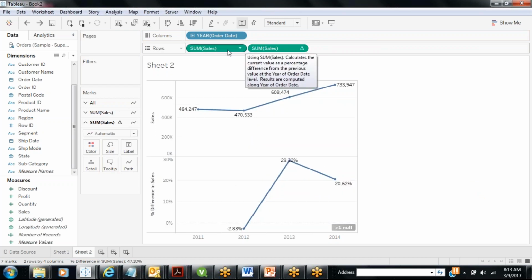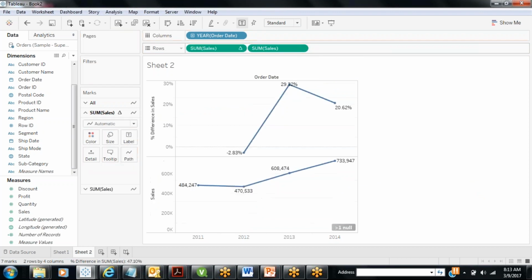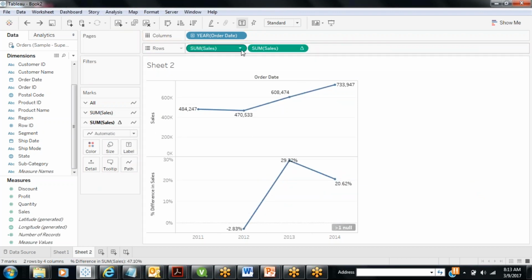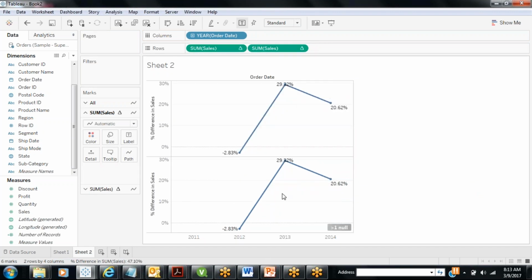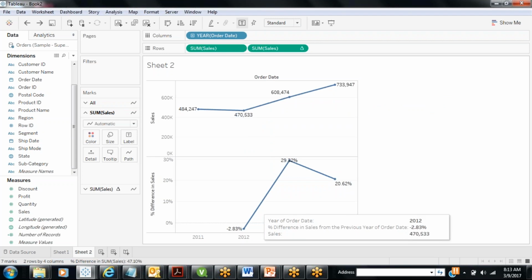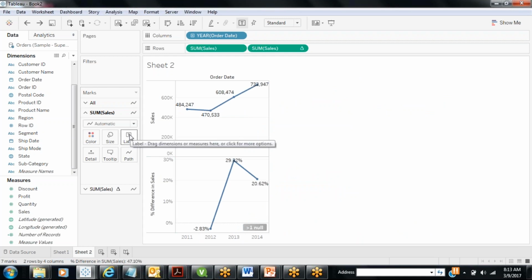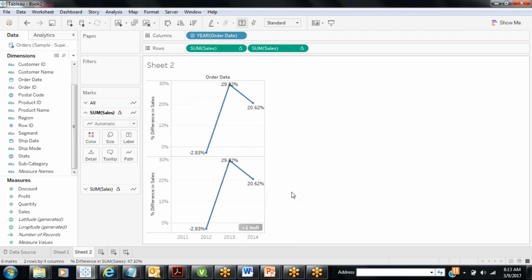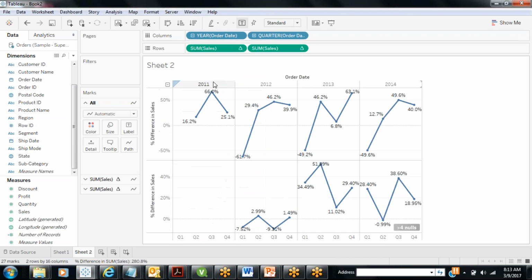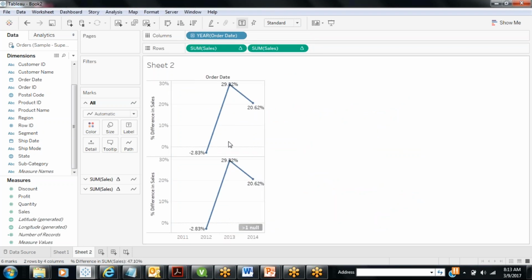So suppose I take this again here, let me take this percent difference. So you see, it is one and the same. So what makes the difference then? It is the same. So the percent difference, it is same, fine. Both are same. But when I go to the quarter, you see this is totally different. When I have only year, these both are same.